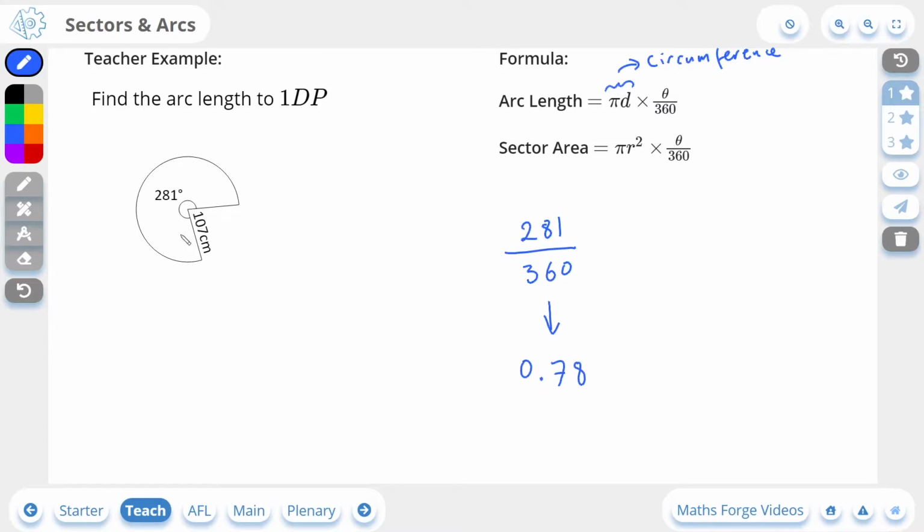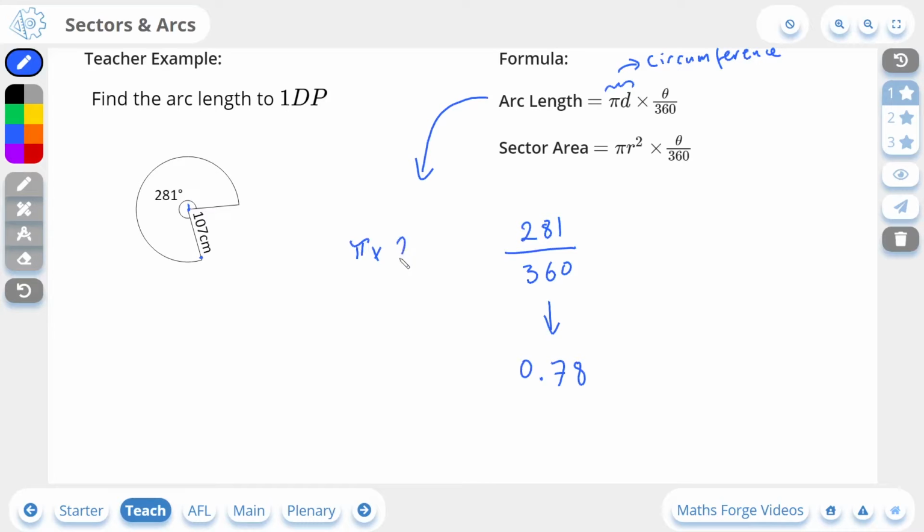And so if the sector is 78% of a full circle, then the arc length is just going to be 78% of the circumference of a circle. So let's see what this looks like. I'm going to take my arc length formula and do pi times d, so pi times the diameter. In this case, they haven't given us the diameter, they've just given us the radius. The radius is the length from the center of the circle to the circumference, and the diameter is just double this. So to get the diameter, I'm just going to take 107 and multiply it by 2.